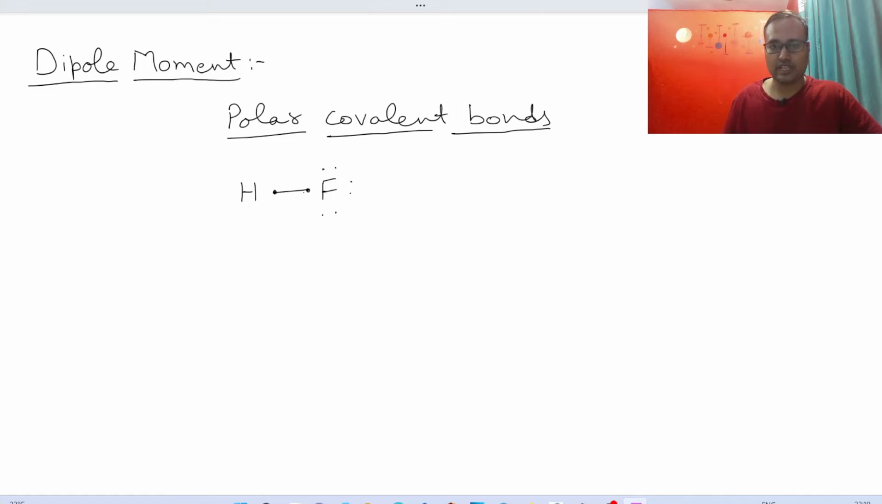As a result, what will happen? The fluorine atom develops a partial negative charge on it, and the hydrogen develops a partial positive charge, which are equal in magnitude. As a result, we can say that the bond between them becomes a polar covalent bond due to the unequal distribution of electrons between the atoms. So this bond is a polar covalent bond and leads to the development of the dipole moment.